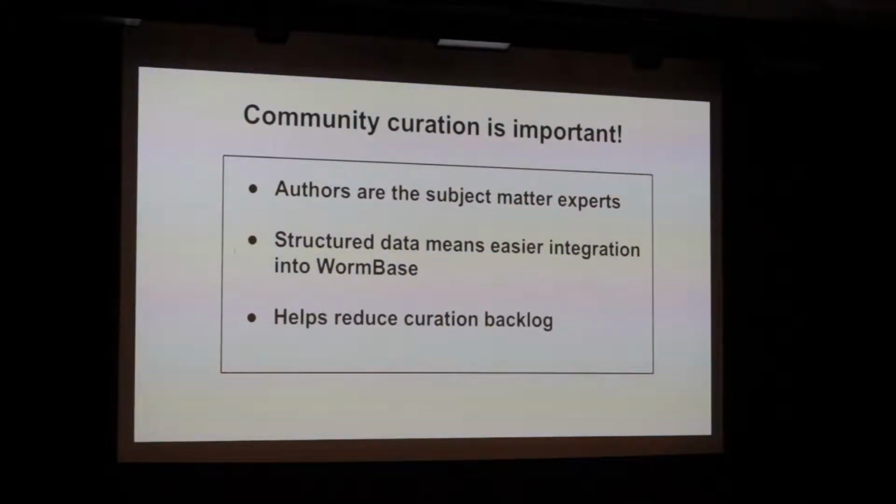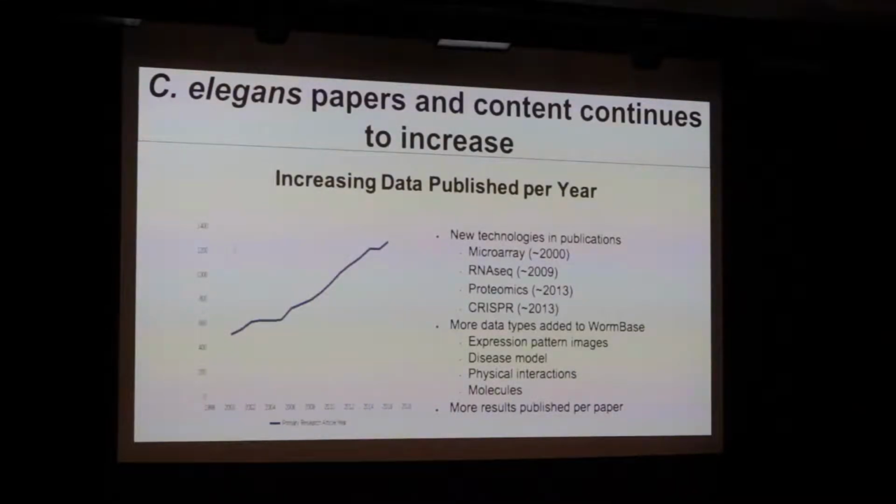Secondly, the community curation pipelines that we have rely on structured entry forms. And that actually makes it a lot easier for us at WormBase to take data that's been published in papers that might exist as natural language and integrate that into a database such as WormBase. And lastly, and also very important, is that community curation really helps reduce the curation backlog that we have at WormBase.